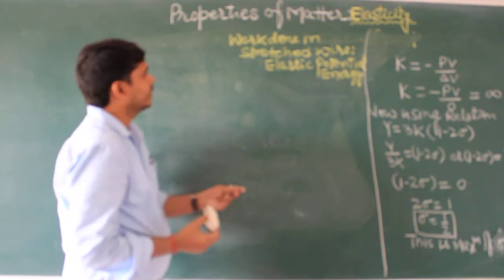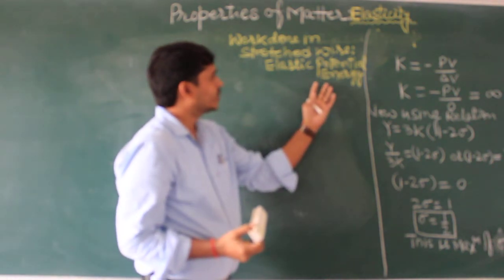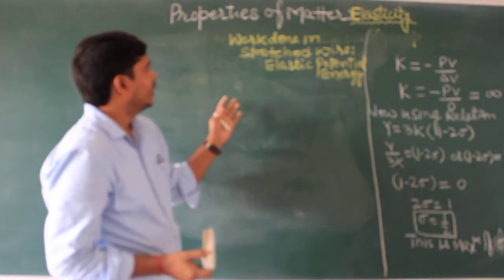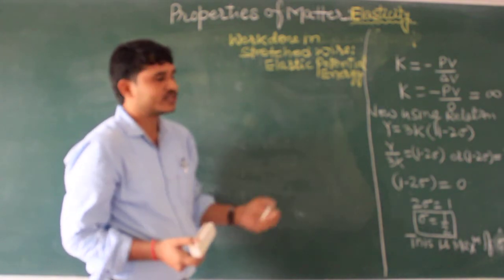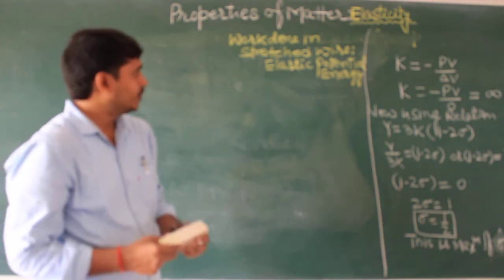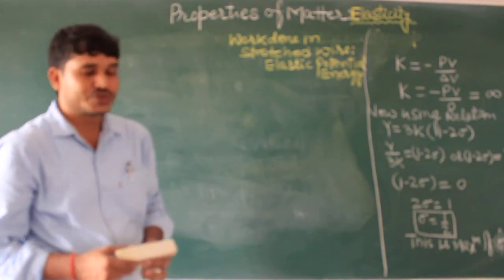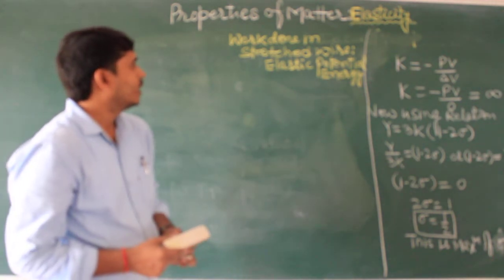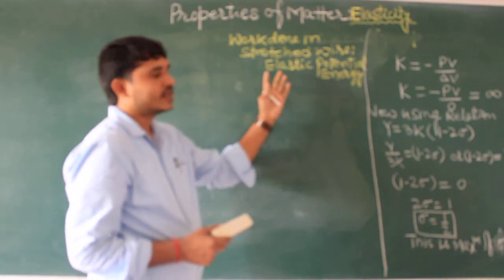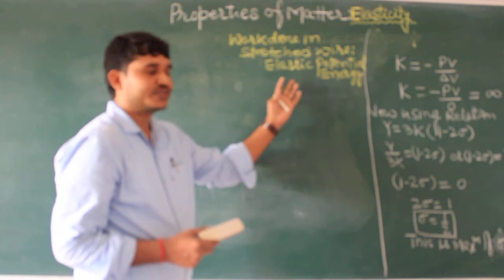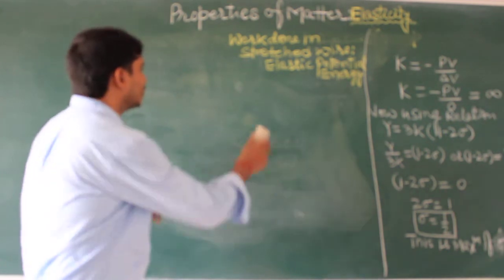Now we will see the elastic potential energy in a stressed wire. If work is done along the length of the stressed wire, then some elastic potential energy will be stored, and so we will try to find out the elastic potential energy, that is half the stress into strain into volume.